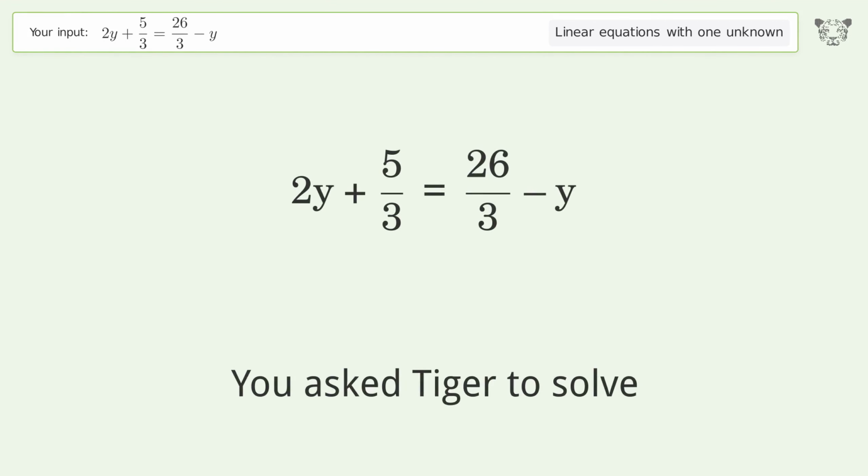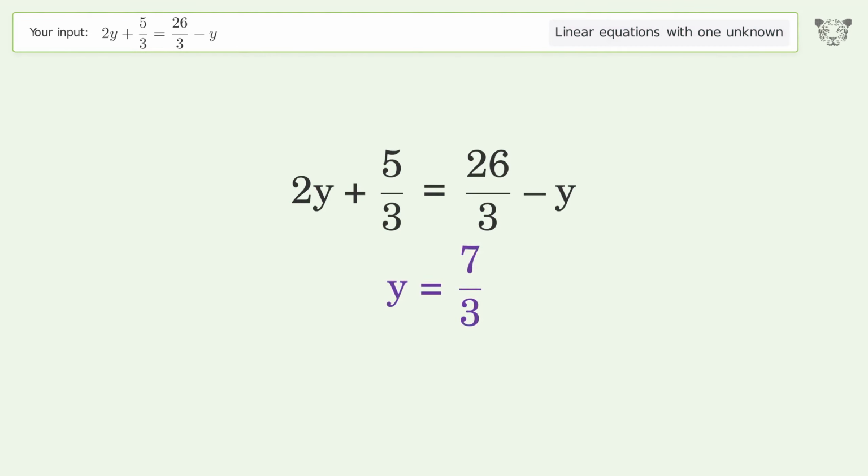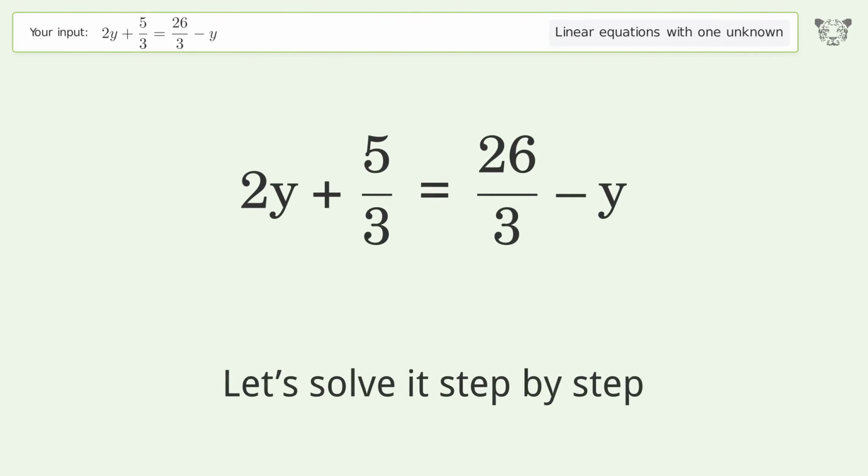You ask Tiger to solve. This deals with linear equations with one unknown. The final result is y equals 7/3. Let's solve it step by step.